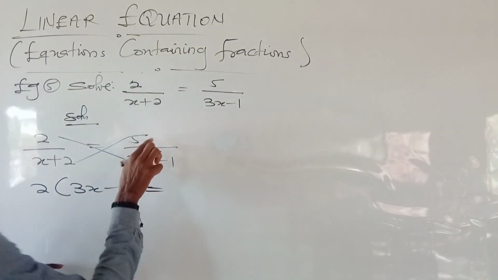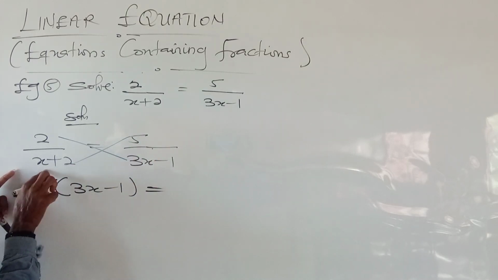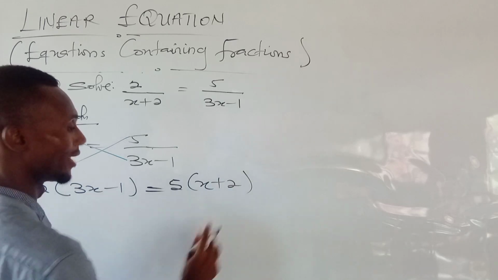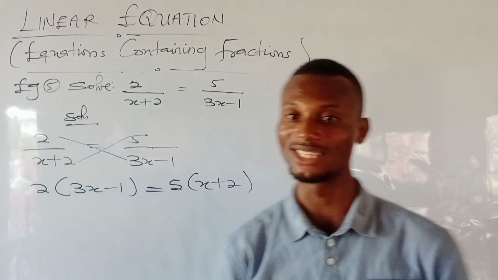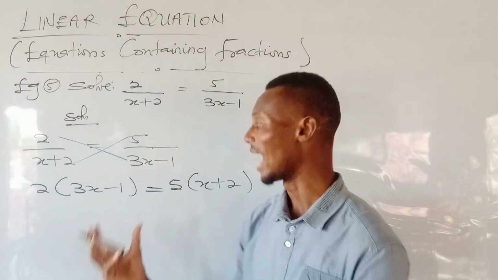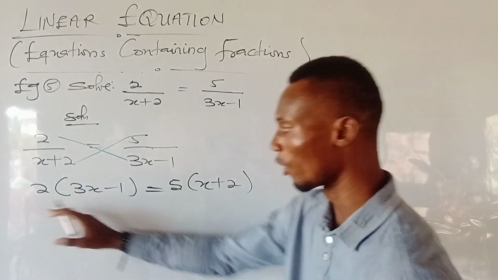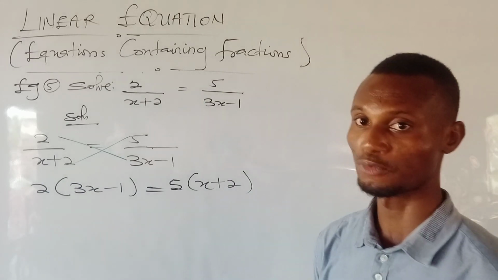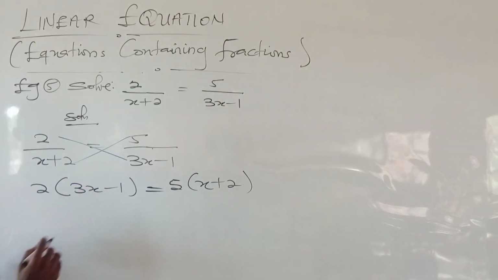Then bring your equal sign. The 5 also multiplies the denominator here, so 5 into brackets s plus 2. So you can also choose to use this method and you get the same answer. The 2 will open its bracket now and the 5 will also open its bracket. Then you follow the same process and get the same answer. So let's do it and see.